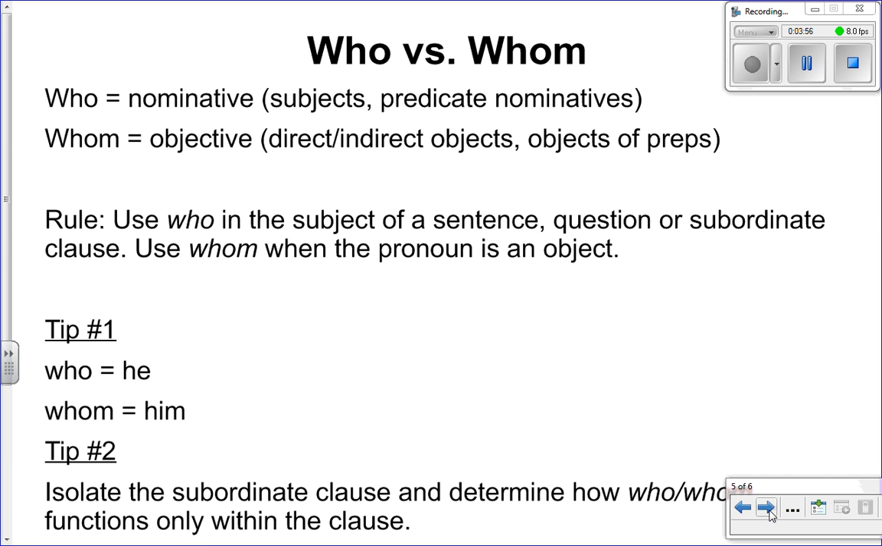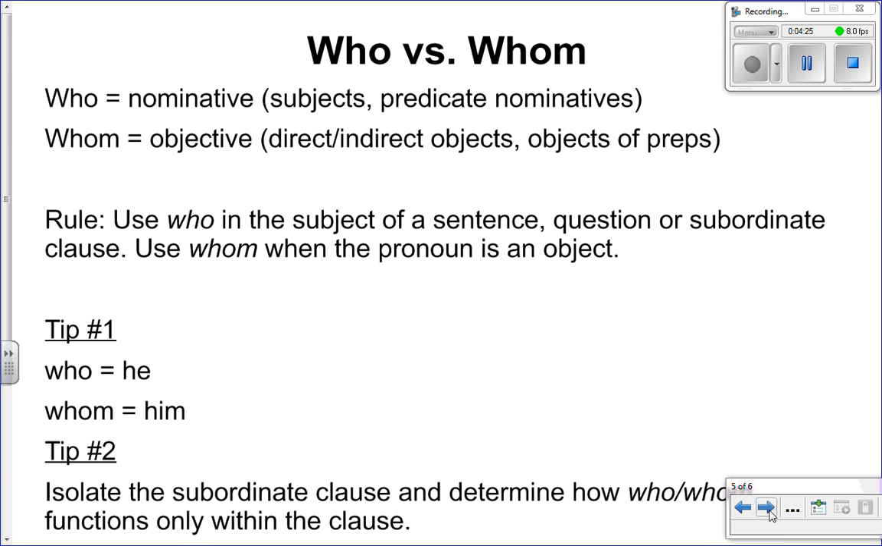All right, the best debate of all, the who versus whom debate. Now, first of all, we need to understand the difference between the two words. The word who is the nominative form, and nominatives, as we know, are used as subjects and as predicate nominatives, which means they follow linking verbs. The whom form is the objective case of the pronoun, which means that you use these as objects, direct and indirect objects or objects of prepositions.